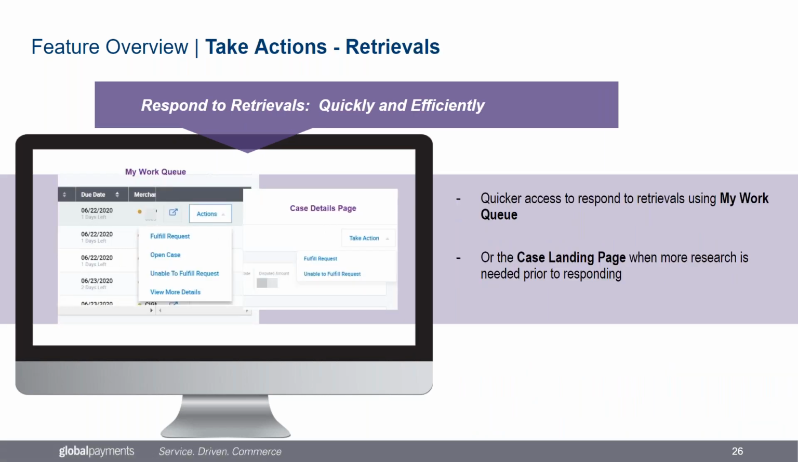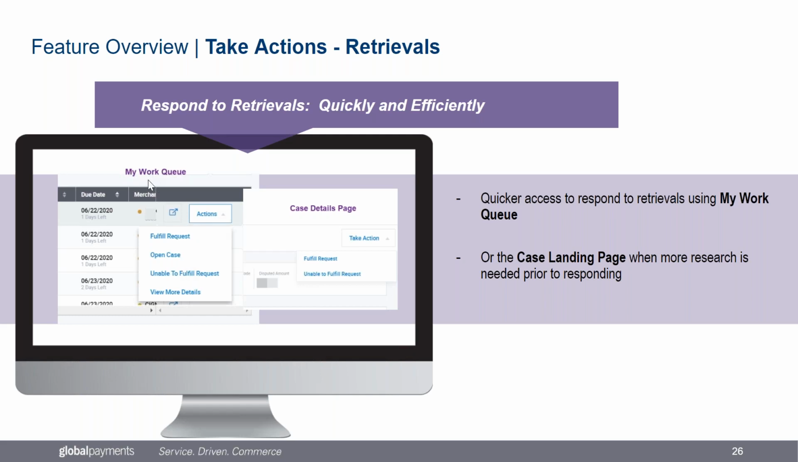So, take actions. This is the important part. This is where you need to take an action with the case. I'm going to talk about retrievals first. We talked about the My Work Queue and the case detail landing page. You'll notice that with the My Work Queue, we have an action button. We not only had a button here to open the case, but we also had a button to take an action. What that means is you can fulfill the request or mark it unable to fulfill right from the My Work Queue.